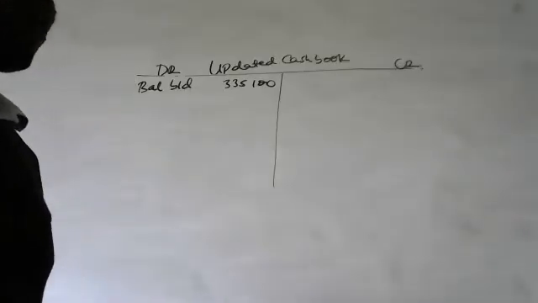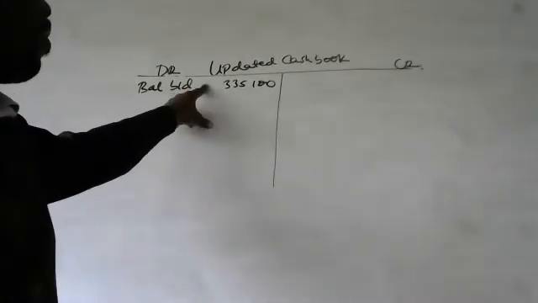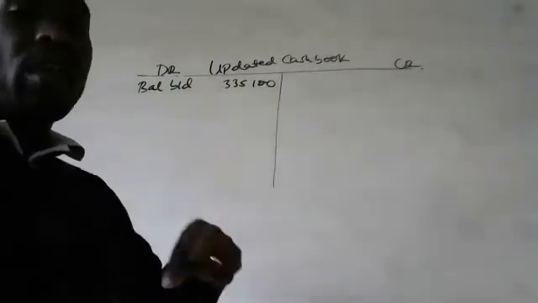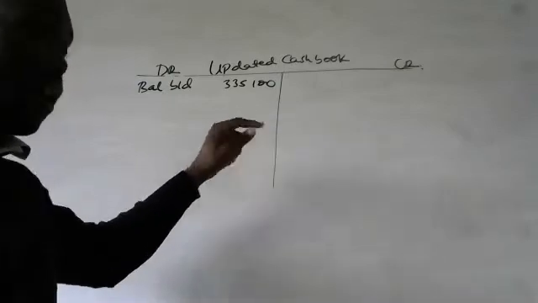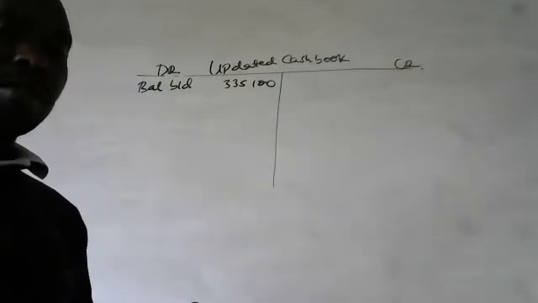When you are updating your cash book, start with the opening balance and then include those items that are in the bank statement but missing here. So let us find them from the statements that we are given.